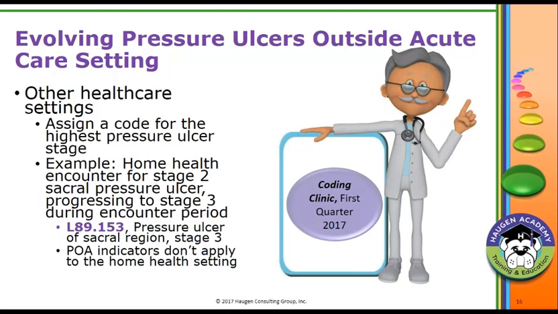The reason for this is that the other guideline that I just mentioned on the previous slide is specific for assigning the POA indicator, and POA indicators are not applicable outside of the acute healthcare setting. Coding Clinic in first quarter of this year clarified that for us, that you would only apply that guideline in the acute care setting in order to capture the appropriate POA indicators.